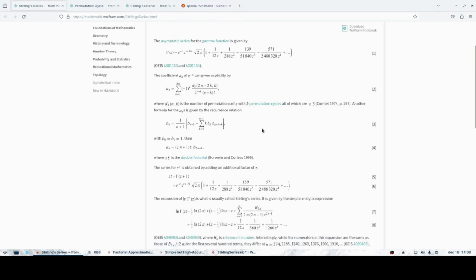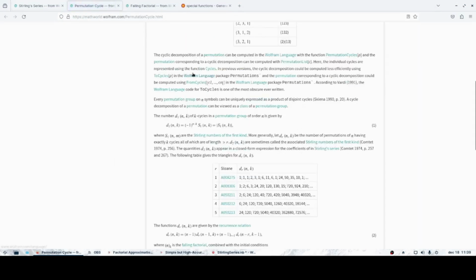The problem is that it seems too complicated. The first formula for a_n gives these numbers here, 1 over 12, 1 over 288, and so on. This first formula is using another formula, this d3 of n and k, which is some permutation cycles, permutation of n with k cycles. I don't know what this does mean.